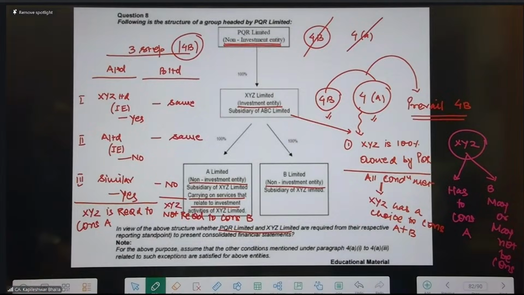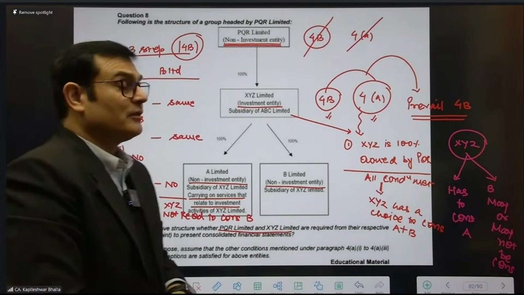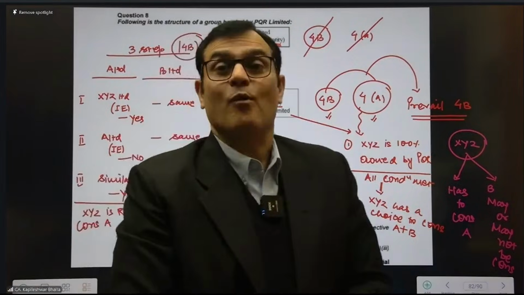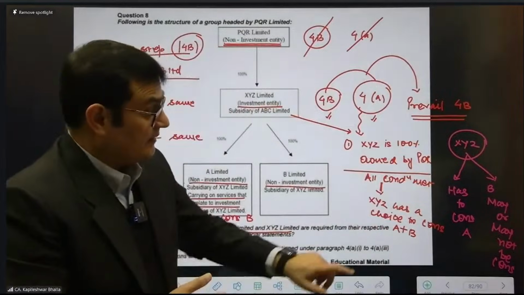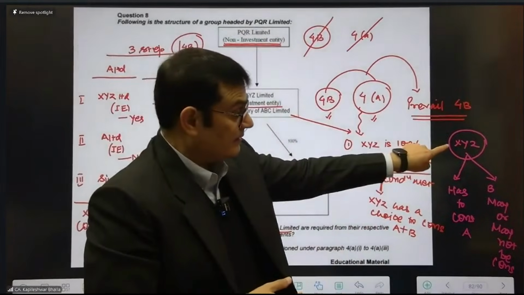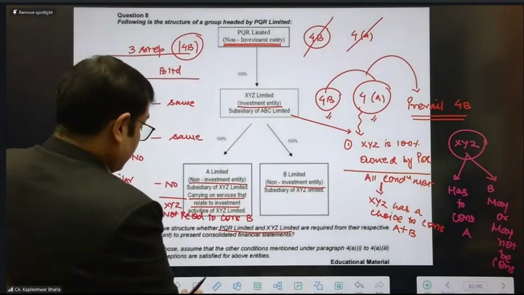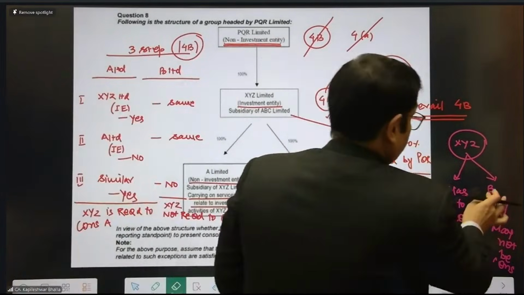This is one of the questions from the education material issued by ICAI on Ind AS 110, which gives us clarity of thought with regard to what is done. XYZ is mandatory, not required to consolidate B. May or may not be. Yes, because of 4B. You're right.